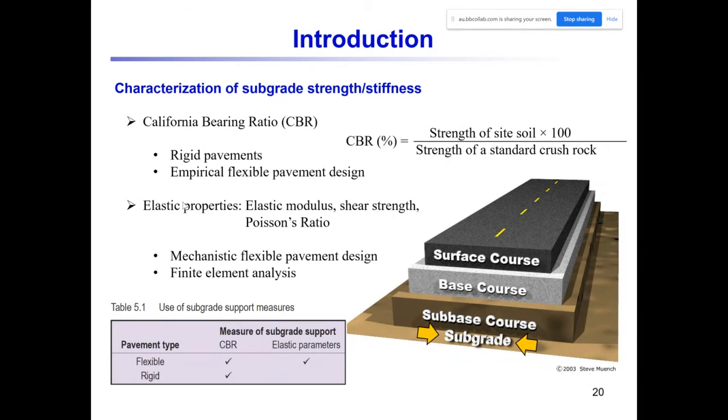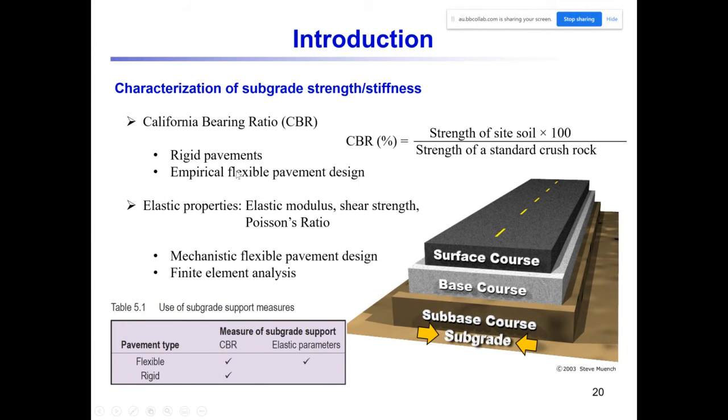Another set of material parameters that we are using to characterize the subgrade strength and stiffness are elastic properties. Again, if you go through the ASTROS, you can see that for mechanistic design of flexible pavement, we need to determine the Young modulus, the Poisson ratio, as well as the shear stress. I will explain these material parameters. In addition to mechanistic design, when you want to conduct numerical analysis, for example, when you use Abaqus, ANSYS, or Plaxis for analysis of pavement, you need material parameters like elastic properties, like Young modulus and Poisson ratio. So for finite element analysis, you also need this set of material parameters.